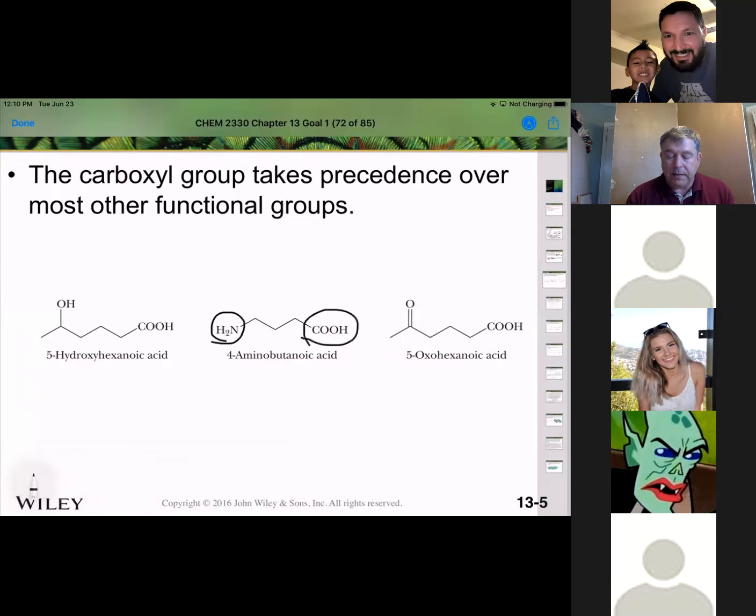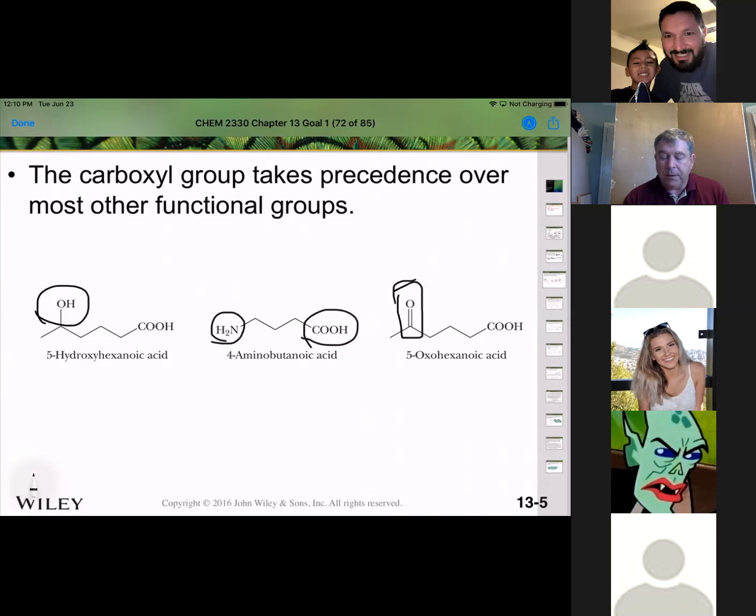But again, the carboxylic acid takes precedence, and this is a ketone right here. When we have a ketone on a compound with a carboxylic acid, we have to tell you that it's a C double bond O, an oxo group. Notice it's hydroxy here because it's a C-OH bond.